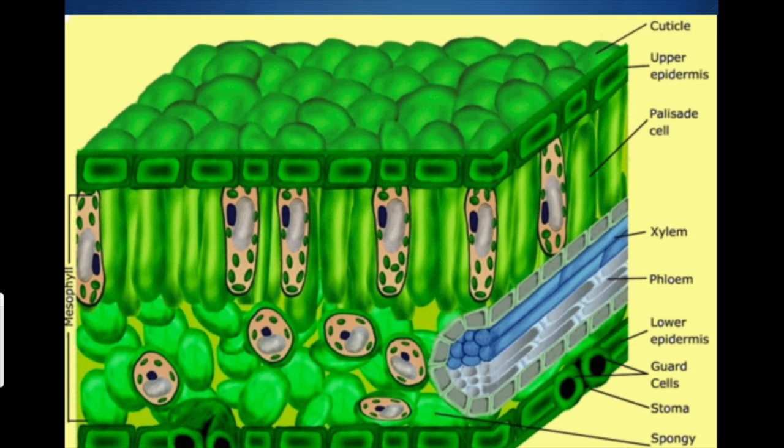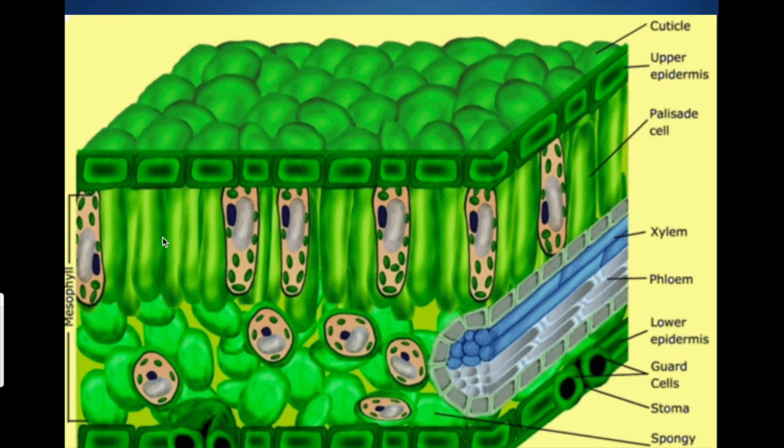Here are the layers of the leaf, okay? Down here you've got the lower epidermis and the upper epidermis. At the top of the leaf, you've got the cuticle. In here, you've got your vascular tissues, right? The xylem is blue because it's carrying water, and the phloem right here is white, it's carrying nutrients and materials.